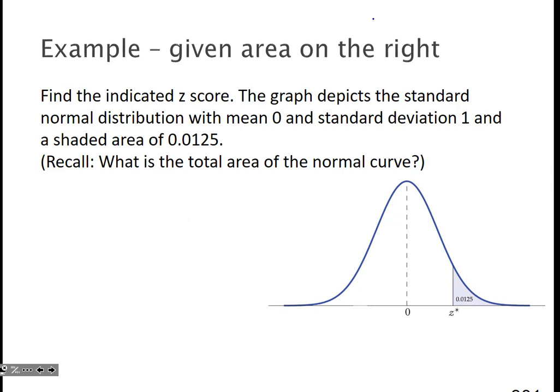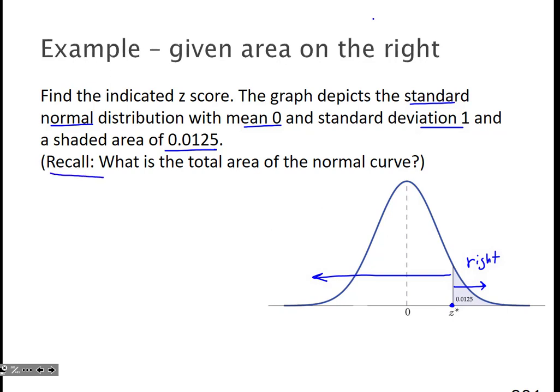This also says find the indicated z-score. The graph depicts the standard normal distribution with mean 0, standard deviation 1, and it's still a shaded area of 0.0125. However, this time on the picture, you can see that the z-score is off to the far right, and the shaded area is in the right tail. So for those of you that have the new calculator, this is one of those situations where you could click on right and type in 0.0125. But the rest of us need to find out what is to the left.